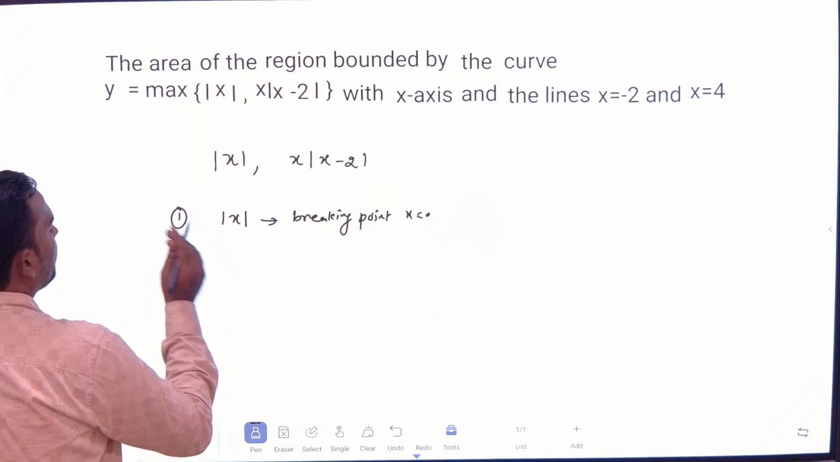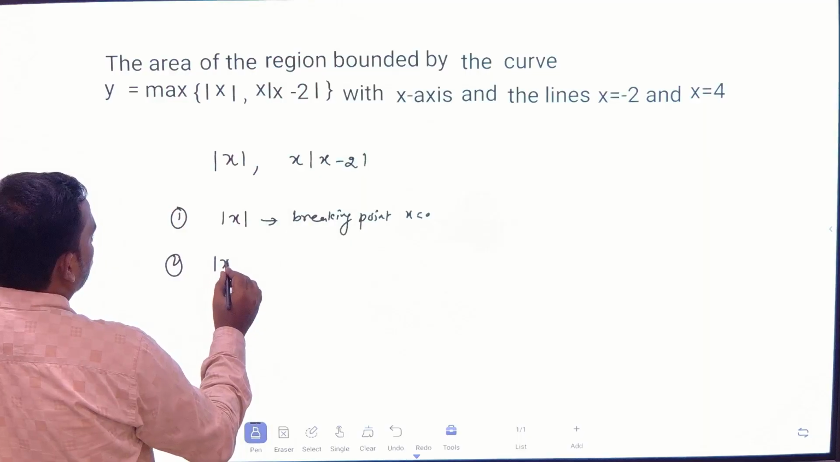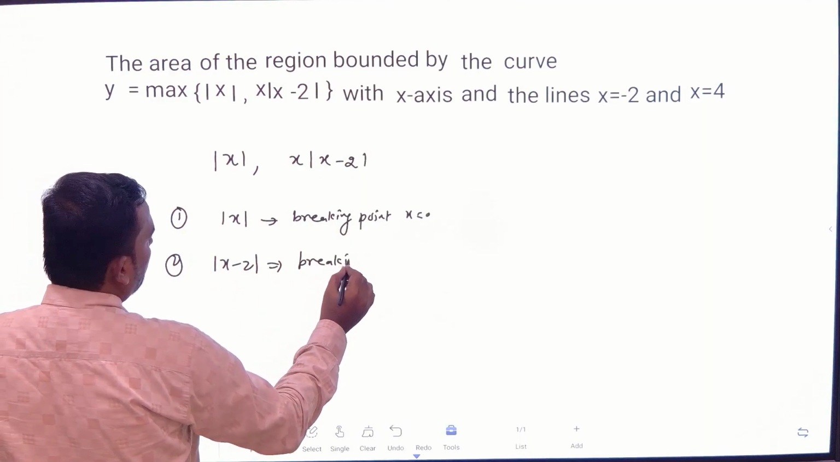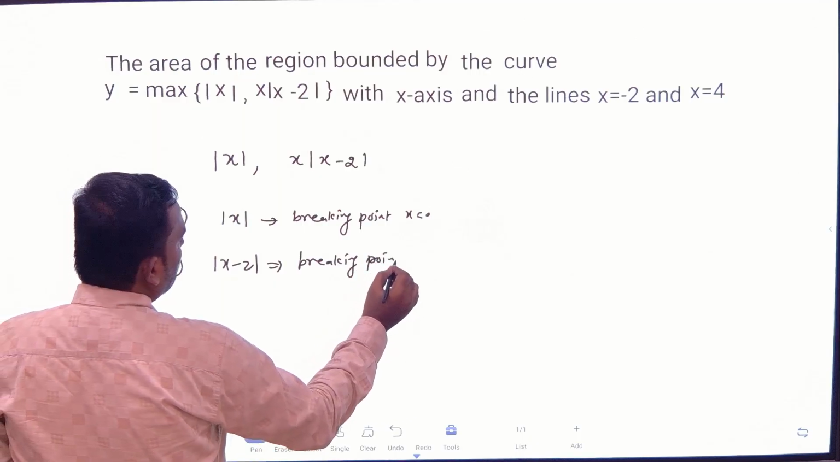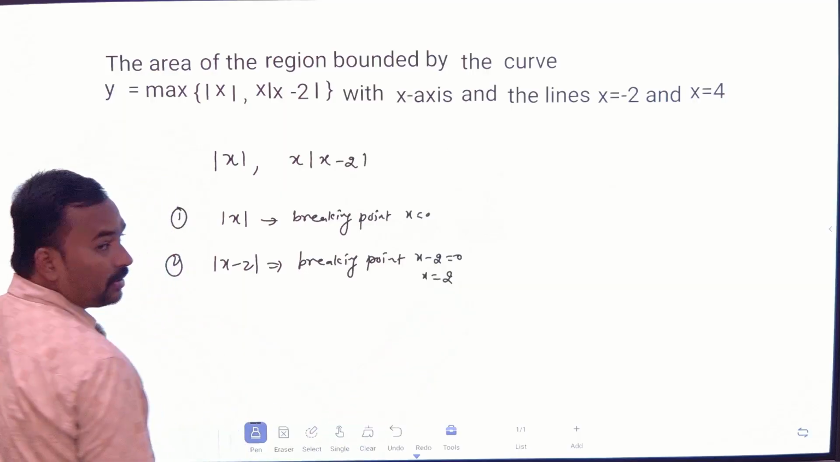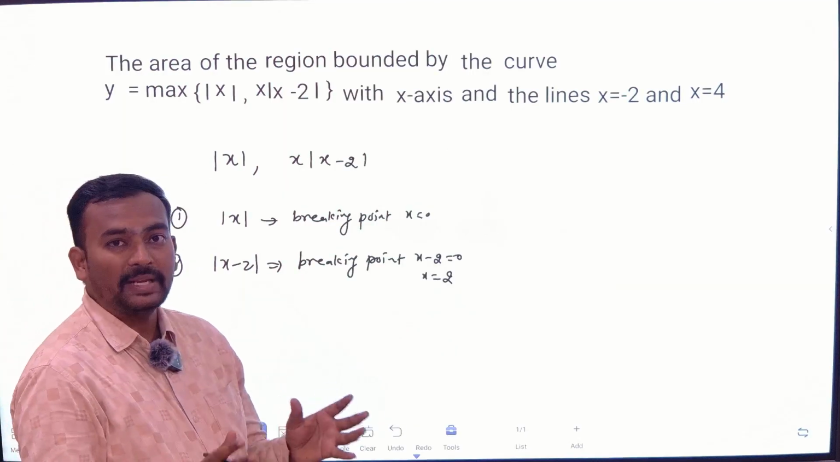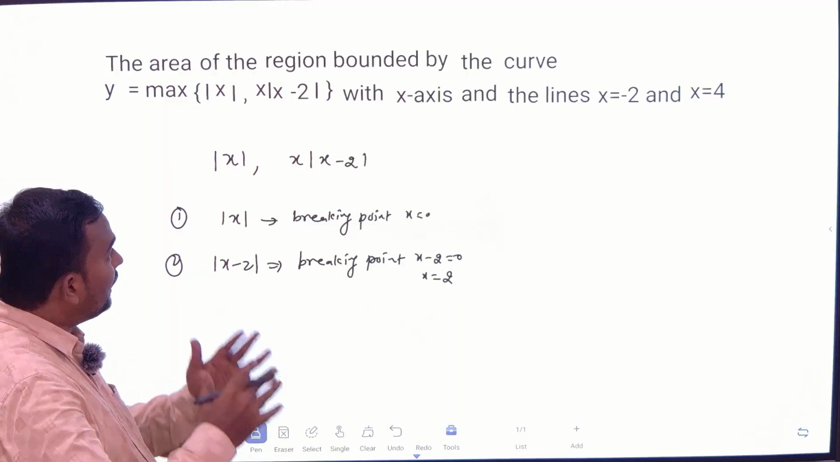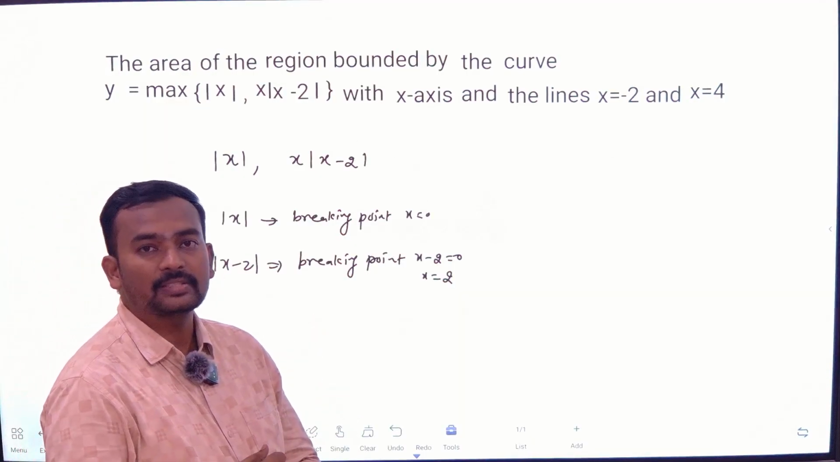And second one, you can see mod x minus 2. What is the breaking point? x minus 2 equal to 0. That means x equal to 2. We found the two breaking points, right? Next you have to find out whether any other breaking point is available or not.